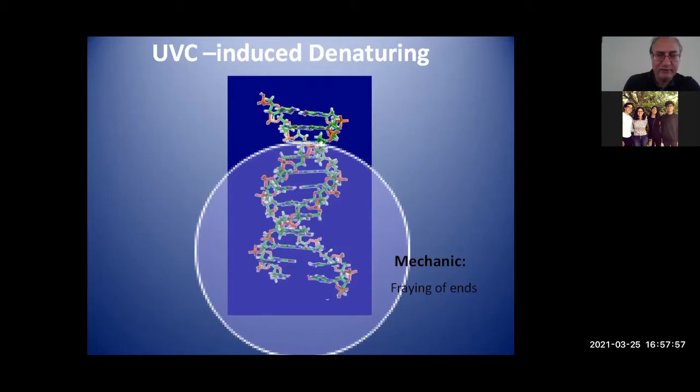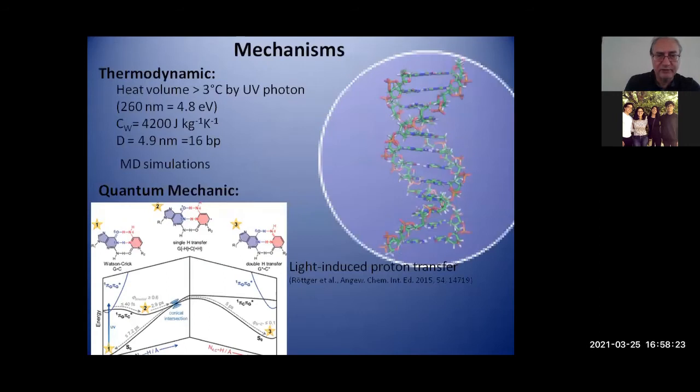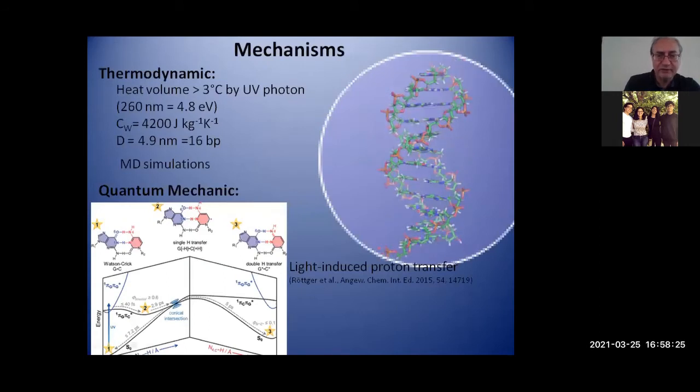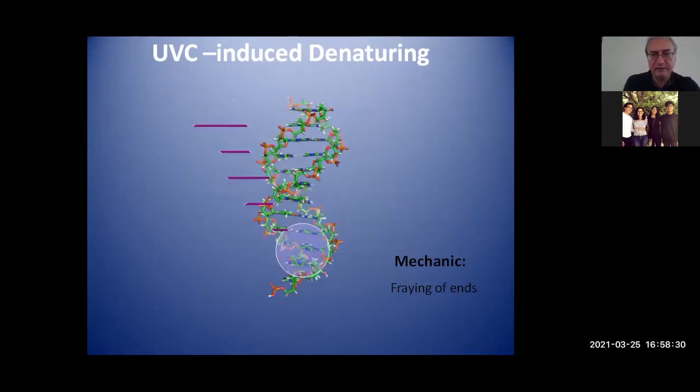So for example, if the photon was absorbed on one of the bases in the middle of the DNA, we wouldn't necessarily get denaturing, because the bases will come apart, but then they would join back up very quickly. But if it occurs on the ends, then we have a much greater chance that the bases will not rejoin themselves. So it's probably a combination of the two effects. One is this light-induced proton transfer, and the other one is the fraying of the ends in the DNA structure.